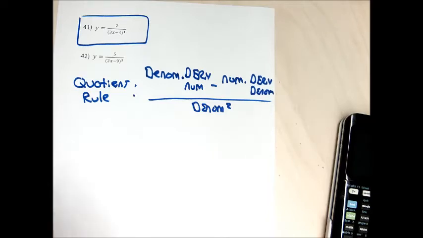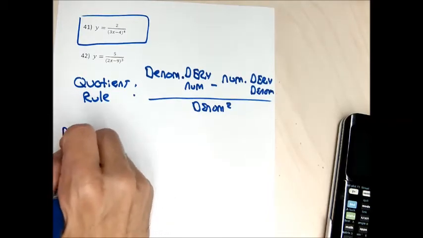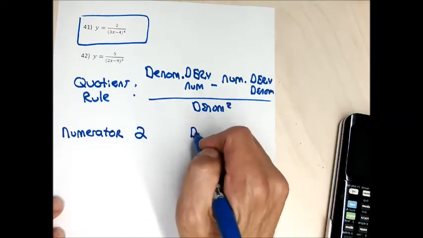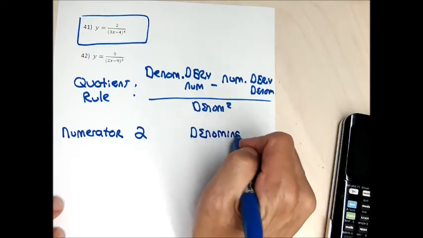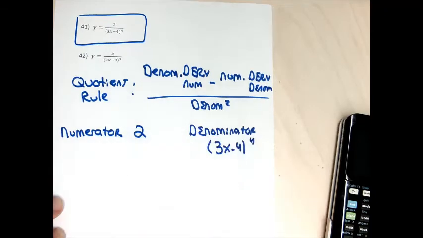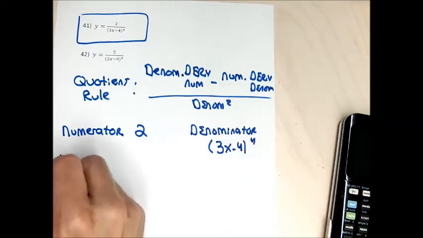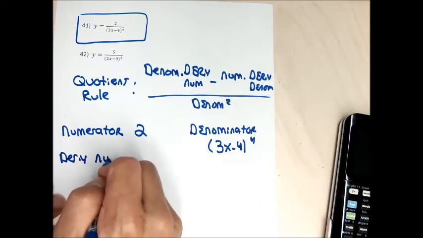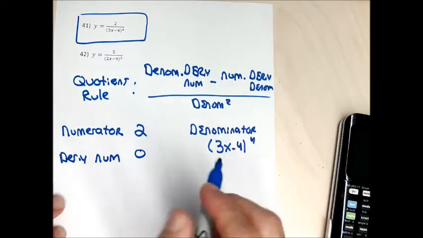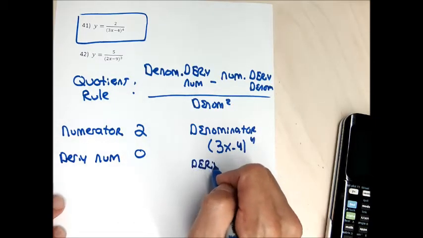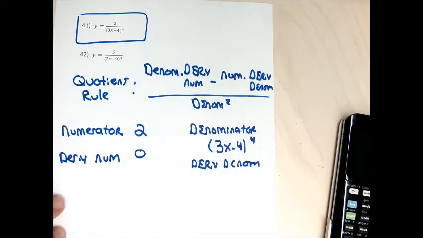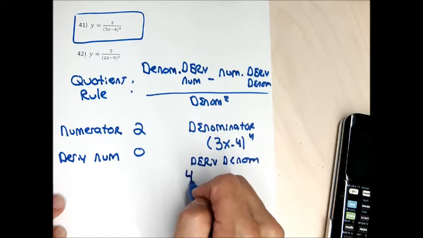So for 41, it's division, so I'm going to use the quotient rule. The numerator is 2. The denominator is 3x minus 4 to the 4th. Now I need to do the derivative of each. The derivative of the numerator, it doesn't have an x, so it has a derivative of 0. For the derivative of the denominator, because it's parentheses with an exponent, I need to use the chain rule. I'm going to bring the 4 out front.